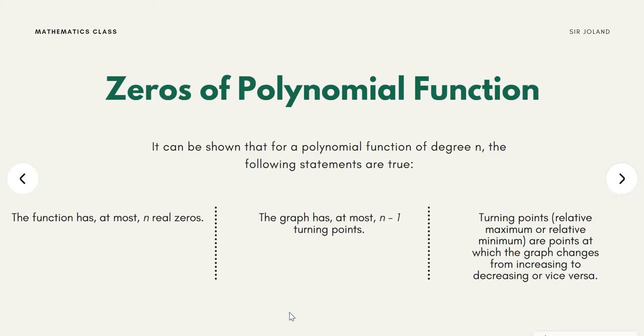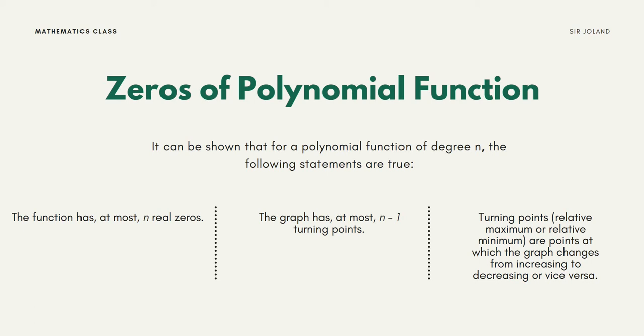Okay, so simulan natin ngayon sa zeros of polynomial function. So, these are the parts na kailangan natin, mga concept na kailangan natin tandaan every time na nag-aaral tayo about the graph of a polynomial function, yung zeros niya. So, ano ba yun? No? It can be shown that a polynomial function of degree n, the following statements are true. First, the function has at most n real zeros. Okay? So, ibig sabihin, yung zeros natin is also like the roots. So, nakadepende siya sa nth degree. Sa degree ng ating polynomial function.